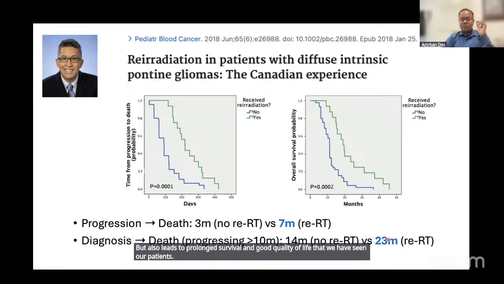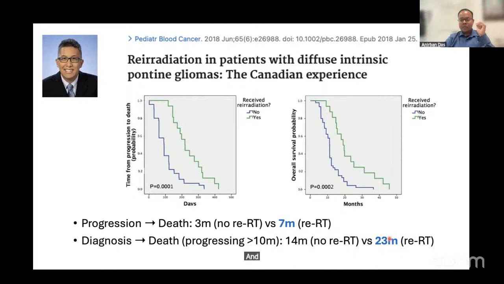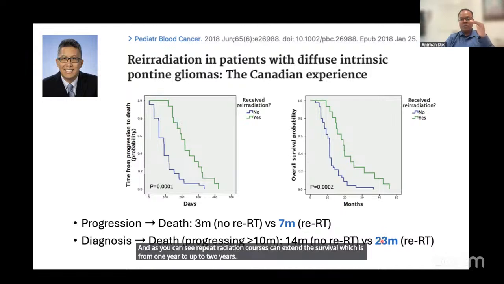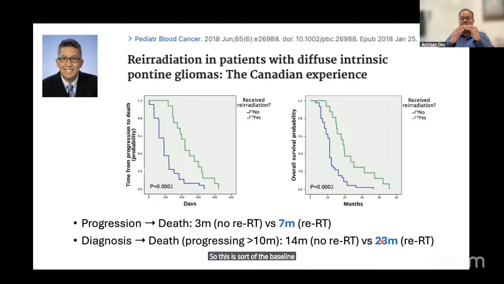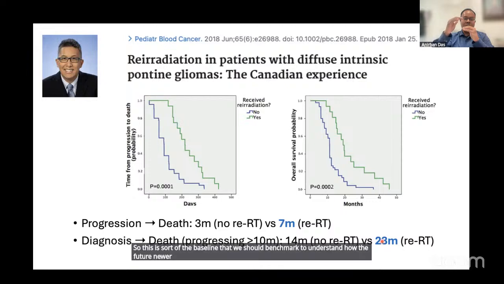These numbers are also important to take into context, in the context that there are many new treatments coming in, as you probably are aware, and some of these are based on a second dose of radiation versus sometimes even a third dose, which I will talk about in the next slide. And as you can see, repeat radiation courses can extend the survival from 1 year to up to 2 years. So this is the baseline that we should benchmark to understand how the future newer drugs are actually working better or not.